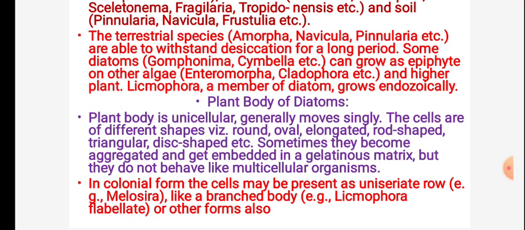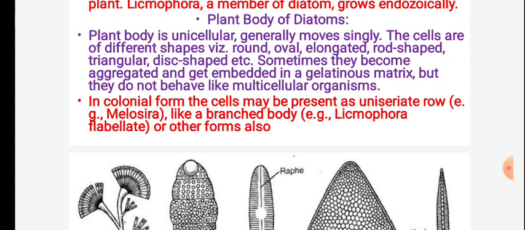Then Gomphonema is found as a diatom epiphyte. Enteromorpha is the name of a host also. It is the same in other genera. Then Cladophora and other members are there. On these genera, Enteromorpha is the larger one, so on this they are found. Then higher plants. Then Amphiprora, a member of diatoms, grows endozoically, that is, in the stomach of animals.